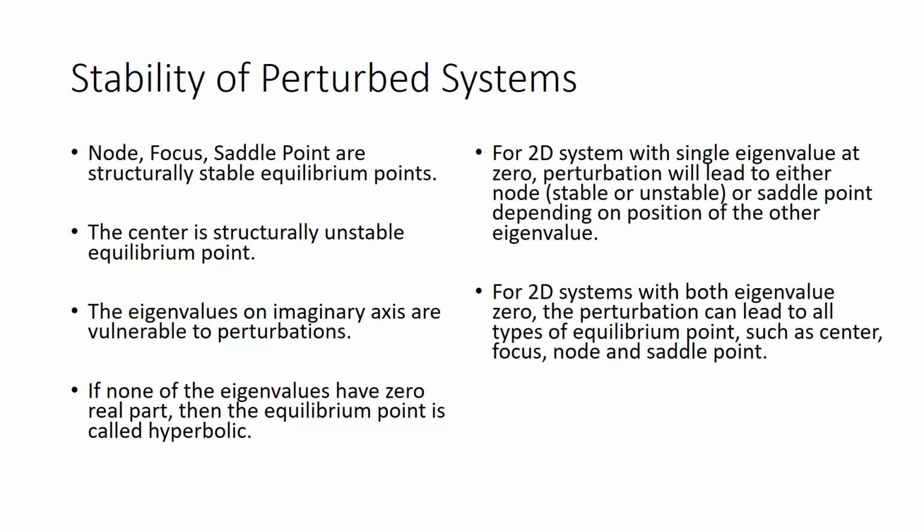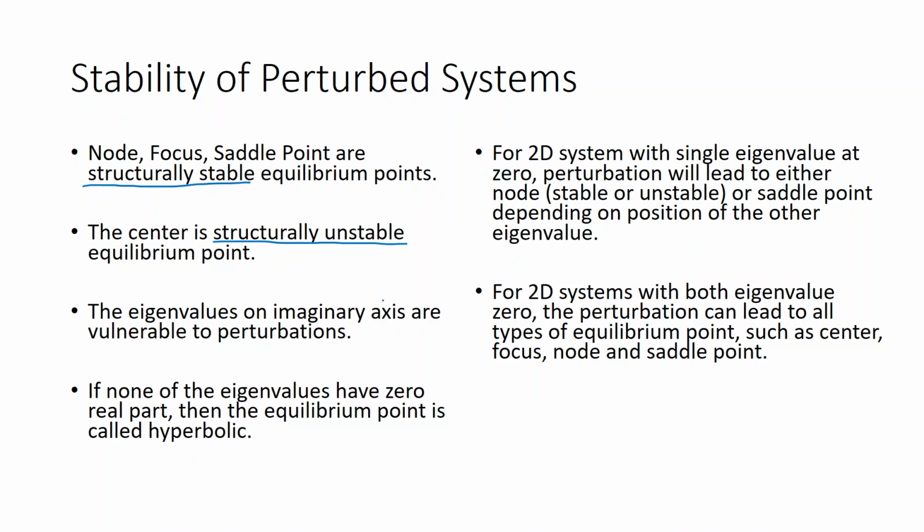So this is the phenomenon which is happening, and for this we categorize the equilibrium points as structurally stable and structurally unstable. So there is a new category given. The node, focus and saddle point are called structurally stable equilibrium points because on suffering small perturbation, they are not changing the nature. However, the center is structurally unstable because any small perturbation will change its nature absolutely.